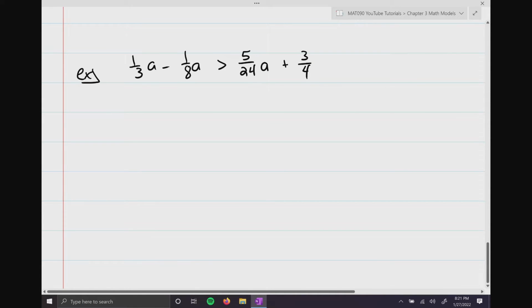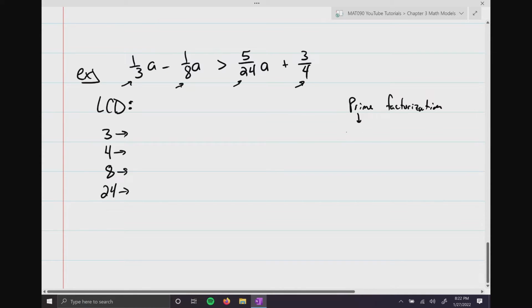So what I'm going to do is off to the right here. Actually, you know what? I'm just going to do it directly underneath because I got unlimited space. So here's our LCD technique. I look at every single denominator, and I'm going to write them in numerical order in a column. So I got a 3, a 4, an 8, and then a 24. And I'm going to write the prime factorization of each of these. Now remember, prime factorization means that we're going to be using prime numbers like 2, 3, 5, 7, 11, 13, 17, and so forth.